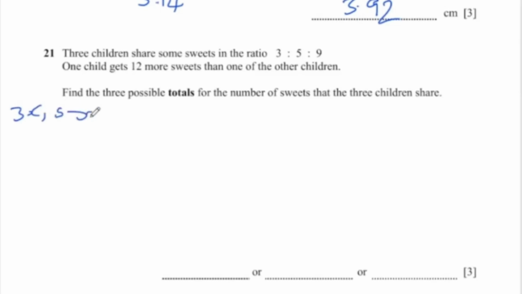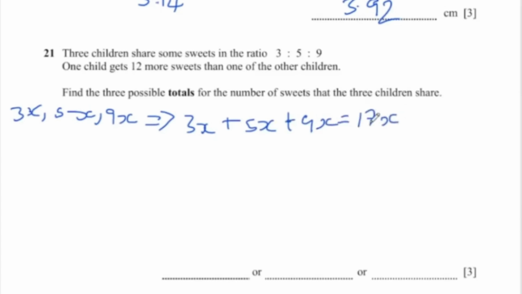5x. Then we have 9x. Good. If we total this, it basically gives us 3x plus 5x, that's 8x, plus 9x. So we get 17x. Now there's clearly a difference.